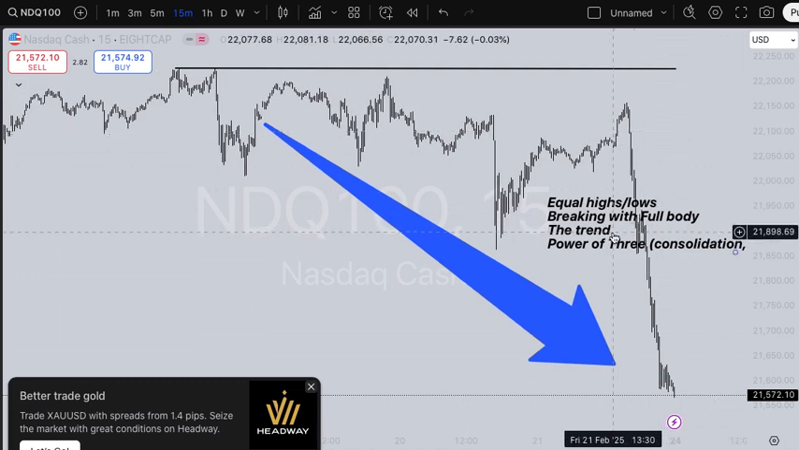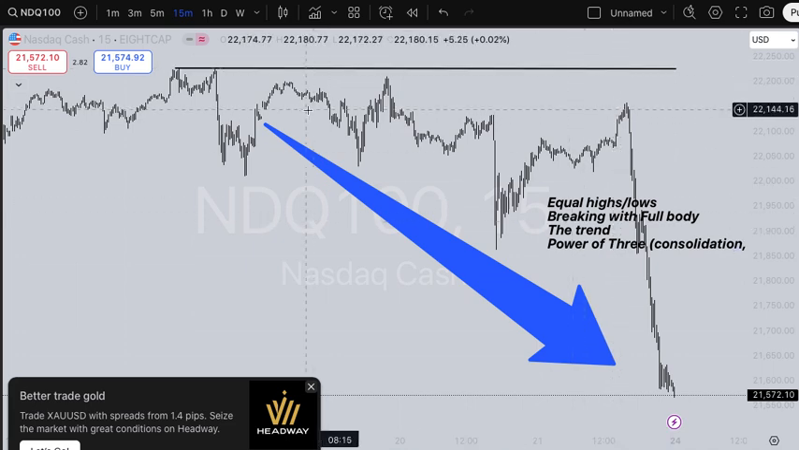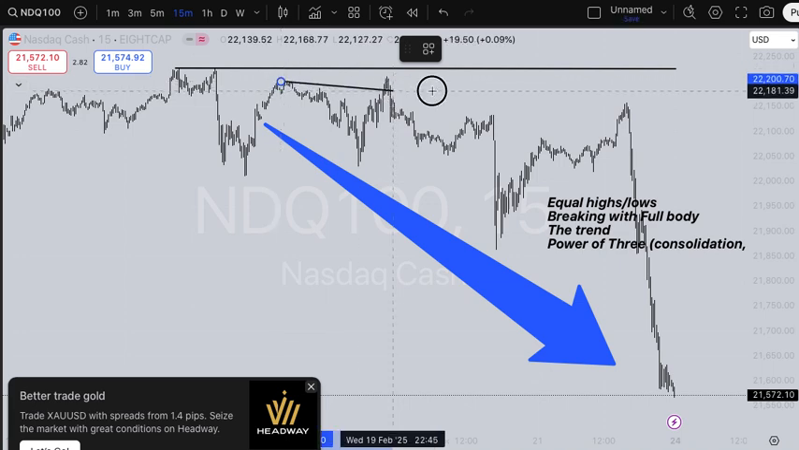What is more important to us is the highs, right? Why? Because this is a downtrend. Let's mark out the highs. This is a high. This is another lower high.